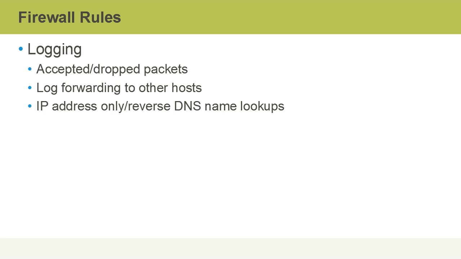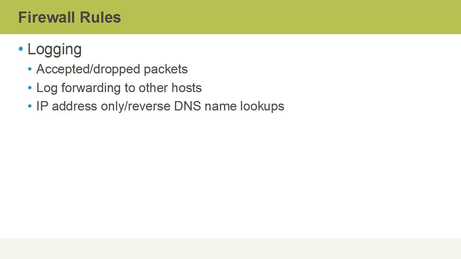We should also consider whether or not we're going to log firewall actions, whether packets are accepted or dropped because they don't meet conditions that were specified in rules. If we're going to turn on logging, then we probably want to turn on log forwarding so that our log information is stored on another host as well. So if the firewall appliance itself gets compromised, well, the logs can't be trusted, of course. We've got a copy elsewhere on a trusted host.